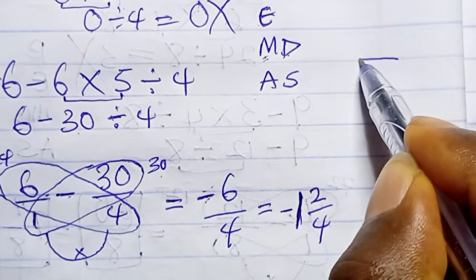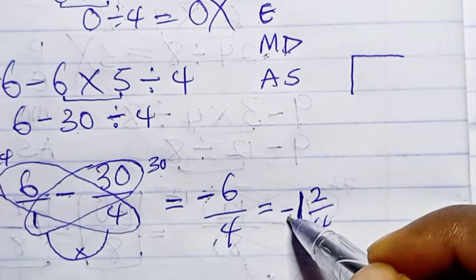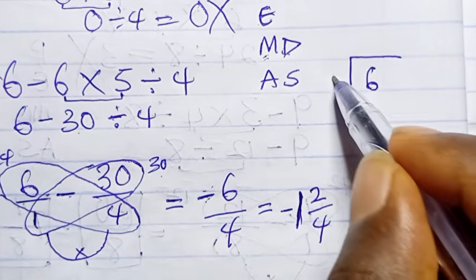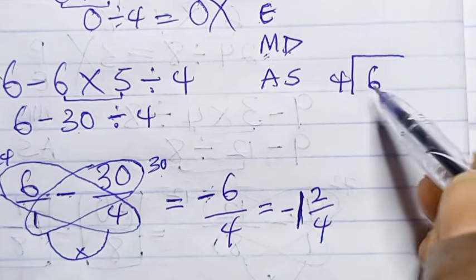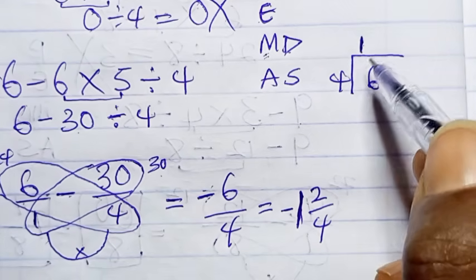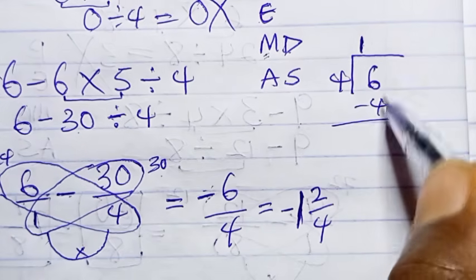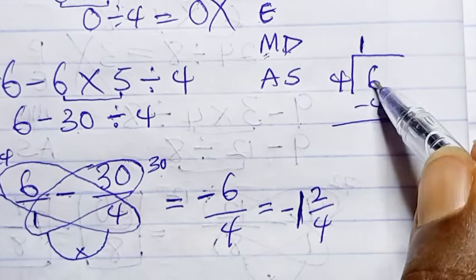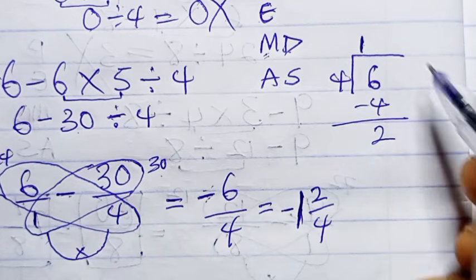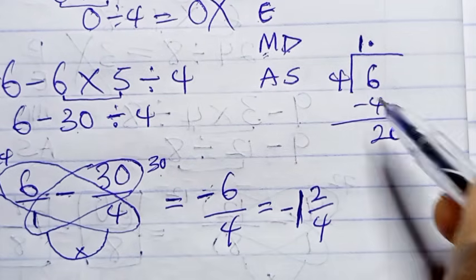So let's draw our long division sign. Ignore the negative sign first. Put your 6 here, put your 4 here. 4 will go into 6 how many times? 1. 1 times 4 is what? 4. So when we subtract, 6 minus 4 will give us 2. Alright? 4 cannot divide 2, so put our point here and add 0 to this.